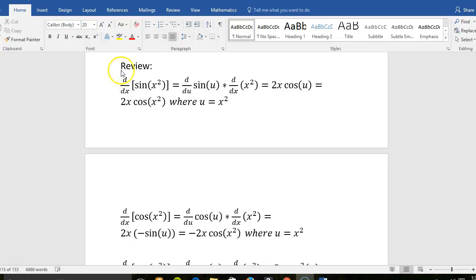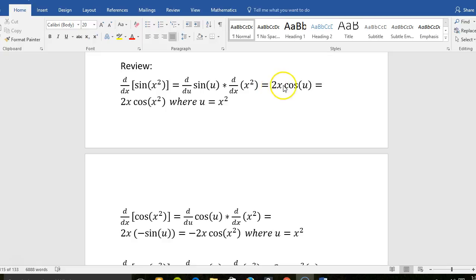Hello again, let's review d by dx of the sine of x squared. Let's employ the chain rule. That's d by du of the sine of u times d by dx of x squared, where my u term is the x squared here. So now d by du of sine of u is just cosine u. D by dx of x squared is 2x.